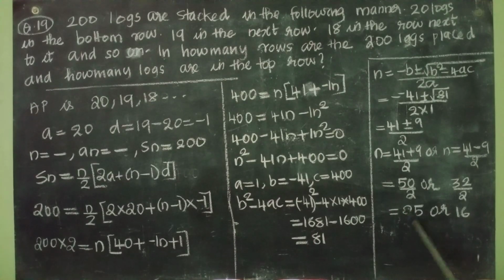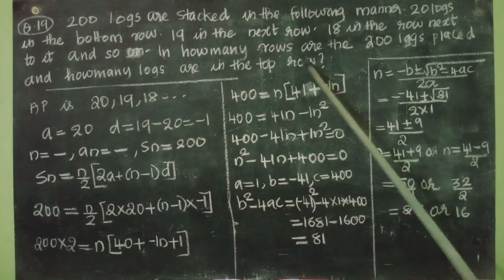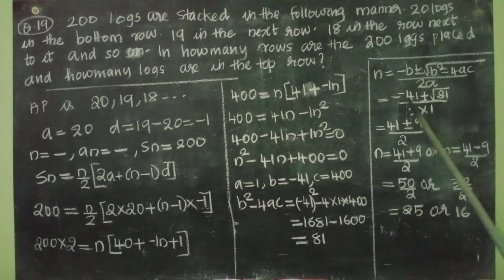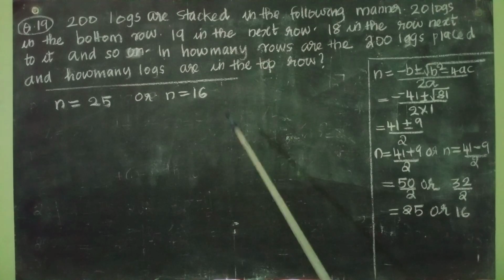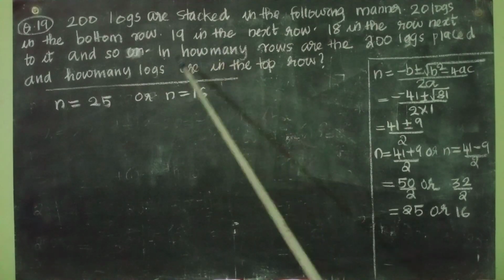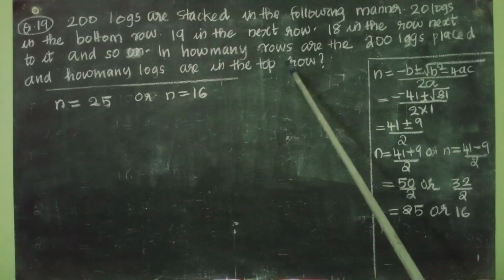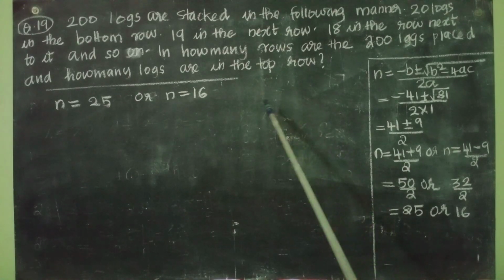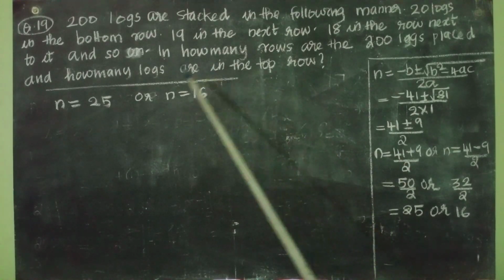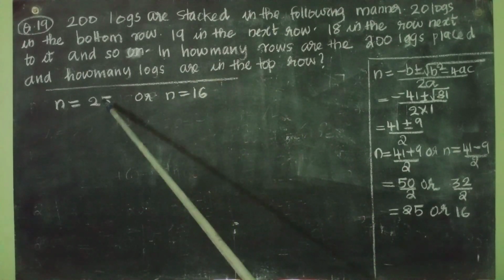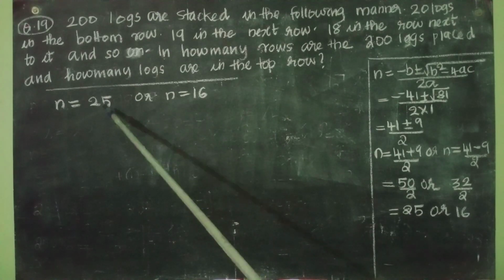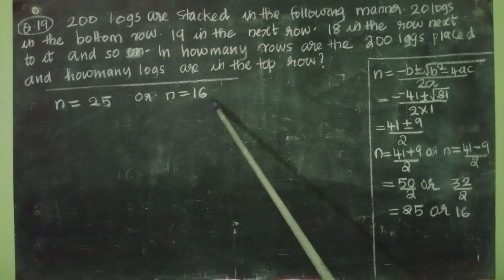So we got two values for n. That means we got two values for number of rows. It is 25 and 16. There is one more question. How many logs are there in the top row? Means we have to find out an. So we can find out an by using both these values of n, 25 and 16.